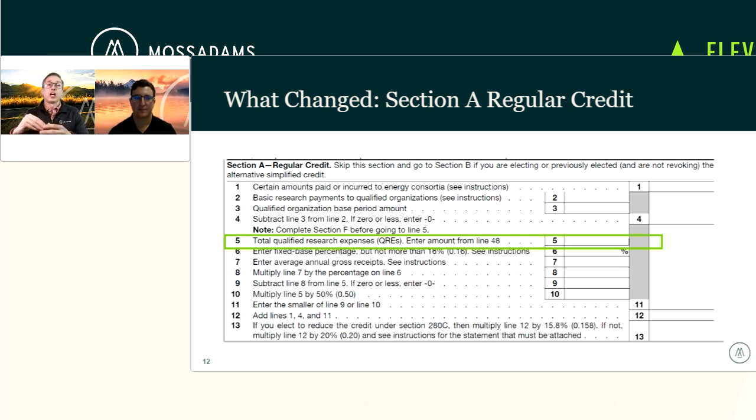Then another change, as Josh noted earlier, the Section 280C election is shifted to the top of the form, leaving this Section A focused on expense reporting and the credit calculation.